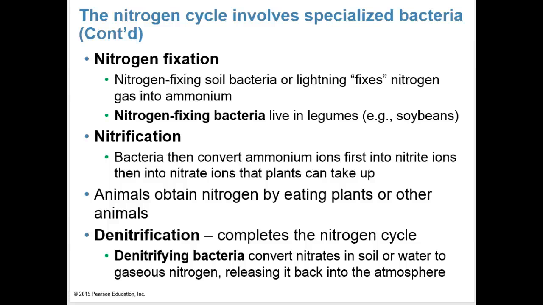Other types of bacteria then perform a process called nitrification, converting ammonium ions first into nitrite ions, NO2, and then into nitrate ions, NO3. Now it's in a form that plants can actually use. Plants can take up the nitrate ions and then make them available to the rest of the ecosystem.